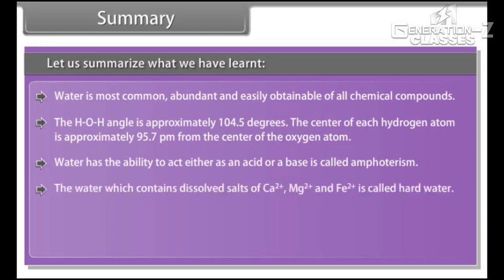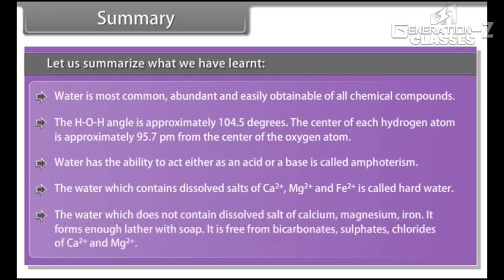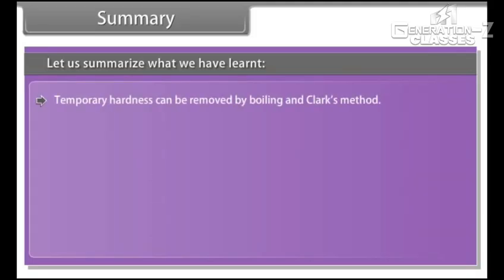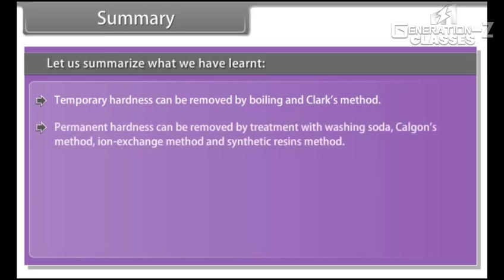The water which contains dissolved salts of Ca2+, Mg2+, and Fe2+ is called hard water. The water which does not contain dissolved salts of calcium, magnesium, iron, etc. is called soft water. It forms enough lather with soap. It is free from bicarbonates, sulfates, chlorides of Ca2+ and Mg2+. Temporary hardness can be removed by boiling and Clark's method. Permanent hardness can be removed by treatment with washing soda, Calgon's method, ion exchange method, and synthetic resins method.